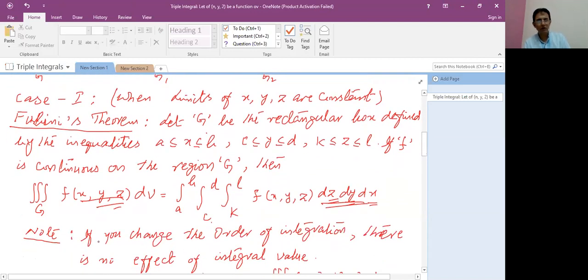it is a very important note for Fubini's theorem: when the limits of x, y, z are constant, if you change the order of integration in any way, there is no effect on the integral value. It means if you integrate first dx into dy into dz, or dy into dz into dx, or in any order, the answer should be the same. So it is a very important note, student.